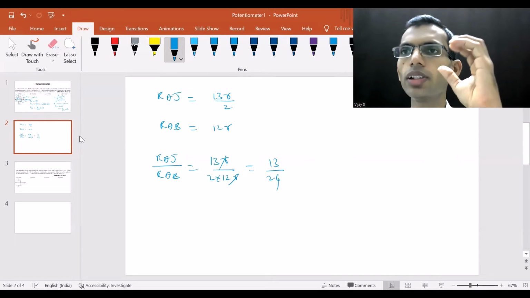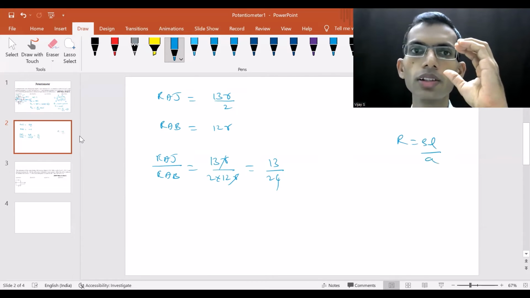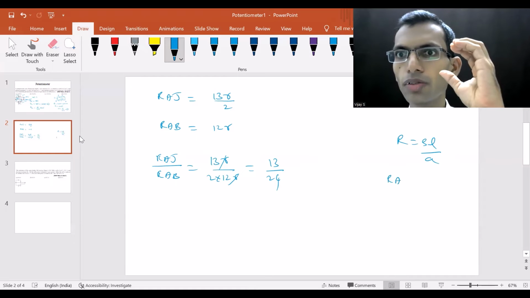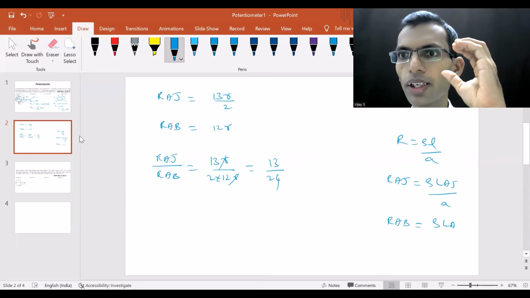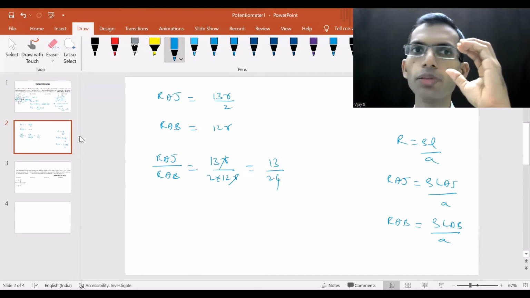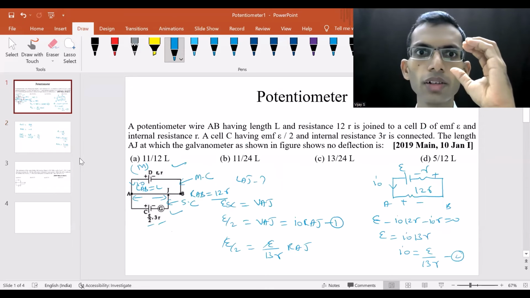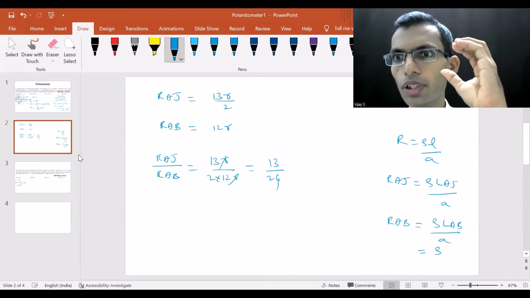But we know that the resistance of the wire is given by R is equal to rho L by A. That means RAJ, the resistance of the wire between A and J, is going to be rho into LAJ by A, where LAJ is the length of the wire between A and J. Similarly, RAB, the resistance of the wire between A and B, is going to be rho LAB by A. What is LAB? The length of the wire between A and B, that is L. So it becomes rho L by A.